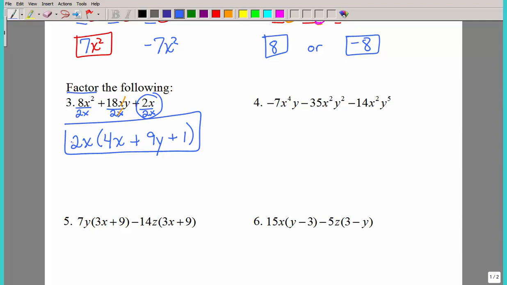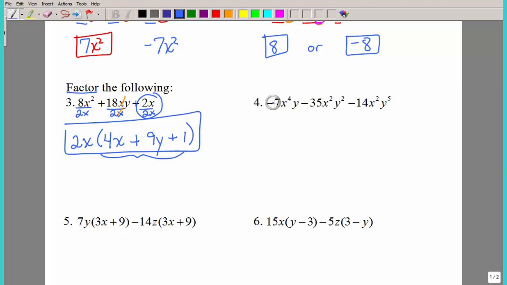So one way to check, although not 100%, is to multiply your answer out, and you should get back where you started from. So if you started out with a trinomial, you're going to end up with a trinomial if you have factored out a greatest common factor. So let's look at this next example.